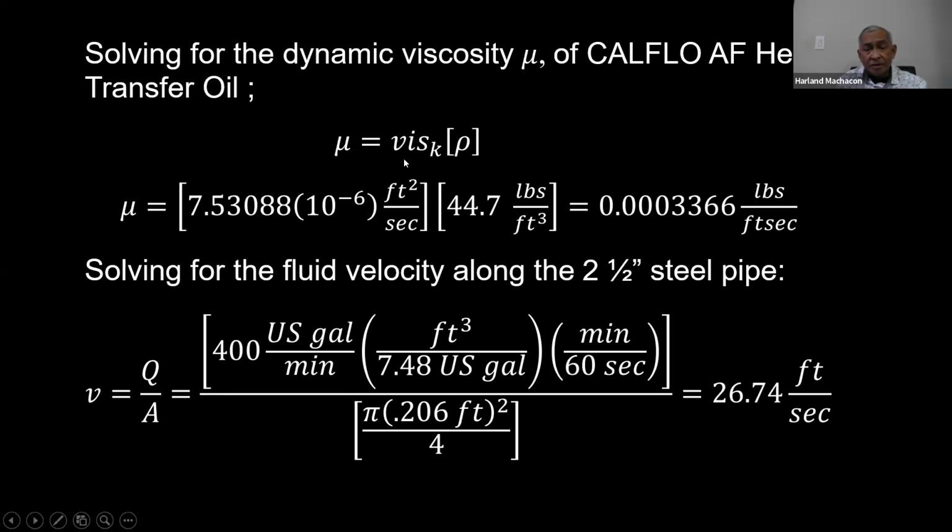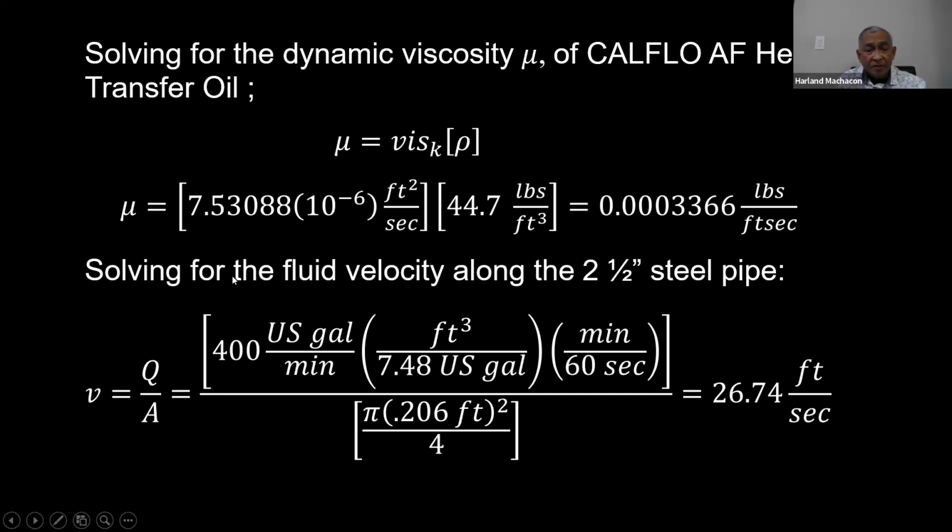And from the kinematic viscosity, we can solve for the dynamic viscosity by multiplying the kinematic viscosity by the density. So we simply multiply 7.53088 times 10 to the negative 6 square feet per second times 44.7 pounds per cubic foot, and the result will be 0.0003366 pounds per foot second.